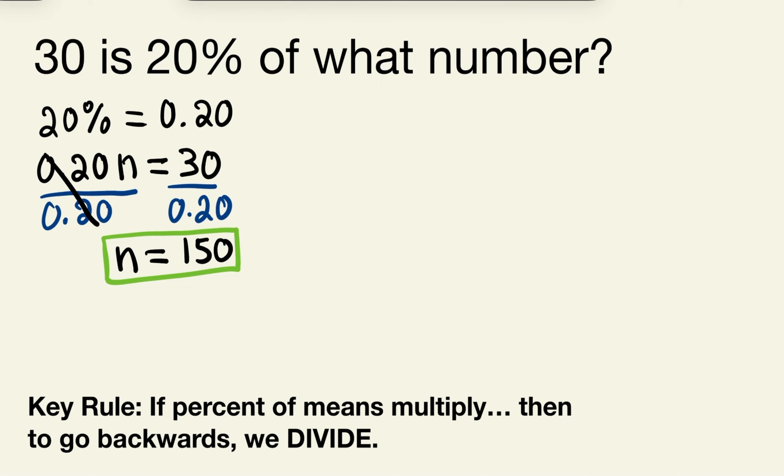Now, think about it like this. If 20% is only a part, the total has to be bigger than 30. And that's how you know your answer makes sense. So let's go ahead and move on with problem number 2.